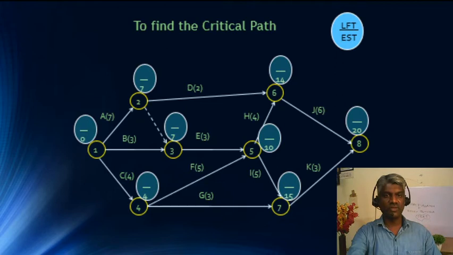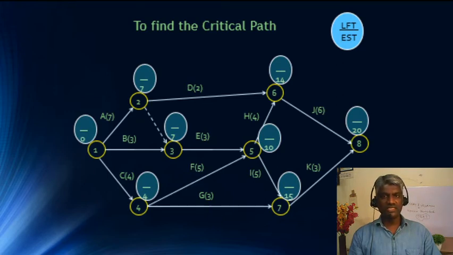So 0 plus 4 is 4. And in node 5, we have two activities ending, E and F. The earliest start time of the third node is 7, and 7 plus the duration of E, 3, is 10. Or the earliest start time of the previous node 4 is 4, and F's duration is 5, so 4 plus 5 is 9. Comparing 10 and 9, we take the maximum value, which is 10.